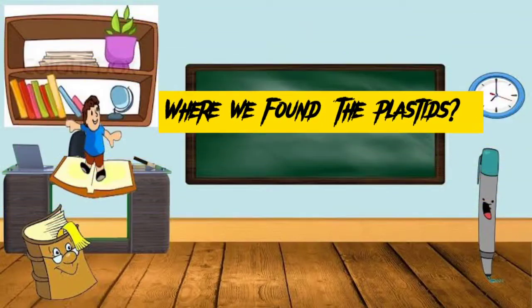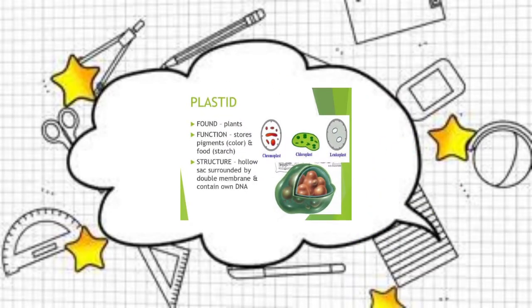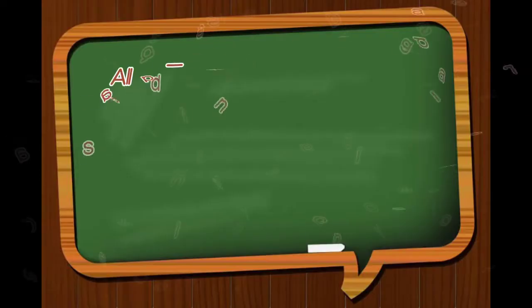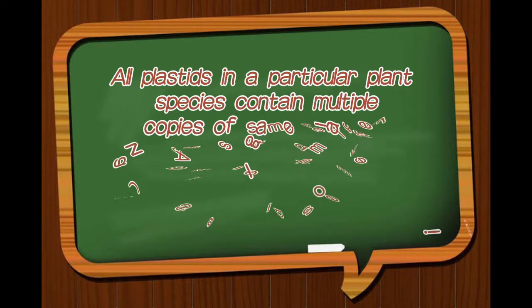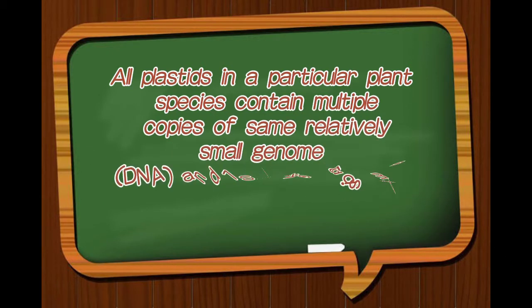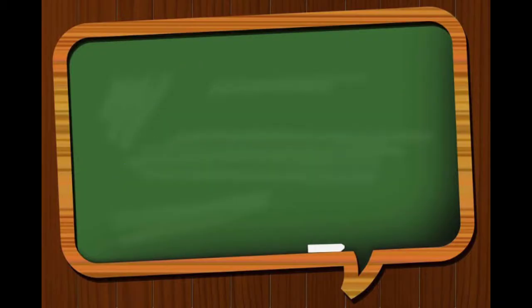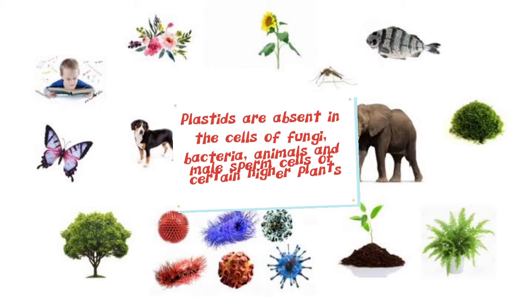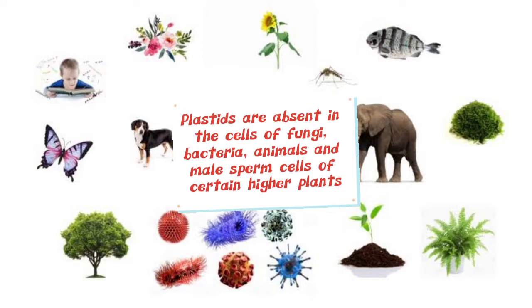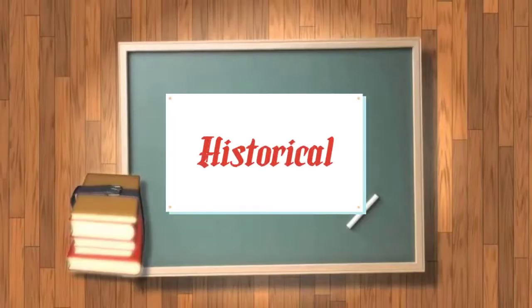Where do we find the plastids? We find the plastids in plants. Their function is to store pigments, colors, and starch. Structurally, they are surrounded by a double membrane and contain DNA. All plastids in a particular plant species contain multiple copies of the same relatively small genome, DNA, and 70S type ribosomes. Plastids are absent in the cells of fungi, bacteria, animals, and male sperm cells of certain higher plants.